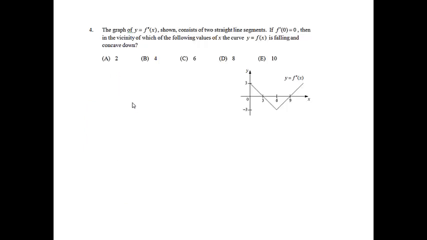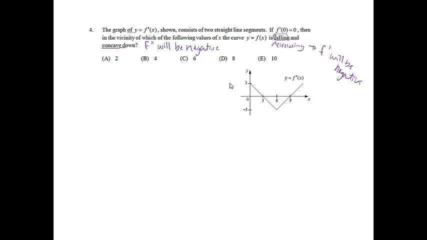Okay, problem 4. The graph of y equals f double prime is shown, consisting of two straight line segments. If f prime of 0 equals 0, then in the vicinity of which of the following values of x is the curve y equals f of x falling and concave down? Okay, a few things that we need to recall from this. If it's falling, that means f is decreasing. And then we're talking about concave down. If the function is decreasing, I know that f prime will be negative. So that's one thing that I want to keep in mind. And then if the graph is concave down, I know that f double prime will be negative.